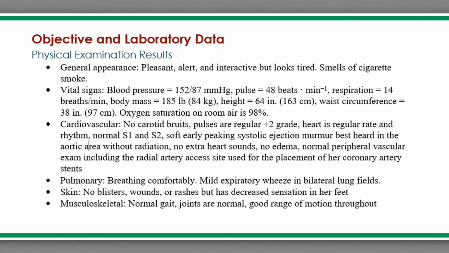We're given the objective and laboratory data, and this is where you might have to go and say, what is this? But what we do see is that she's still smoking and she looks fatigued. We see that her blood pressure, her systolic, is a little elevated. Now that could be because she's nervous. We would see a heart rate of 48, but we know that's normal because of her medications. Normal respiration. We have a 38-inch waist, and we know that her oxygen saturation at rest is great. Now the one word, a couple words that you might go like, what is that?